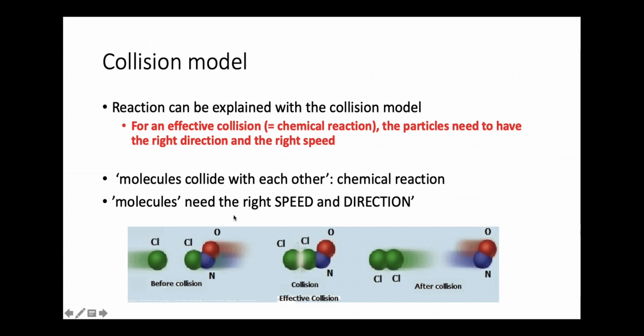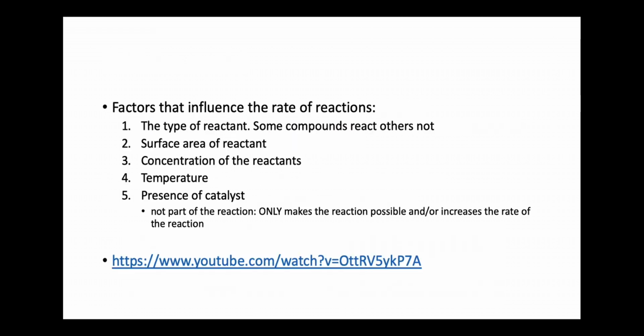You can see it in this picture here. Molecules before, and then we have the collision when they have the right speed and direction, and after the collision the molecules' atoms are rearranged, and then we have a successful chemical reaction. There are a couple of factors that influence the rate of the reaction.